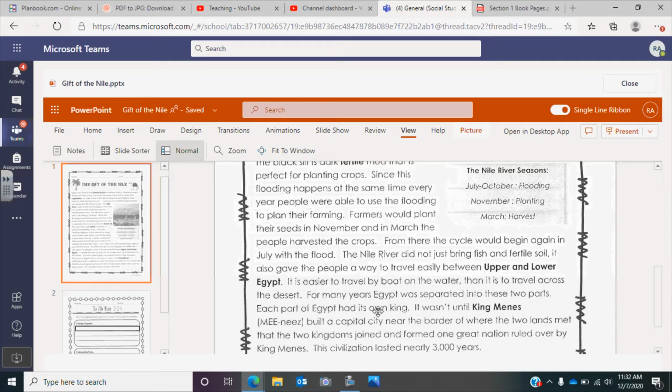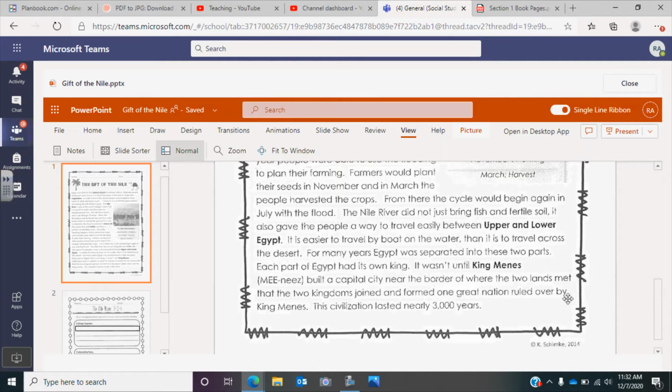Each part of Egypt had its own king, and it wasn't until King Menes built a capital city near the border of where the two lands met that the kingdoms joined and formed one great nation ruled by King Menes. The civilization lasted nearly 3,000 years. And if you remember, King Menes was the first pharaoh of Egypt.